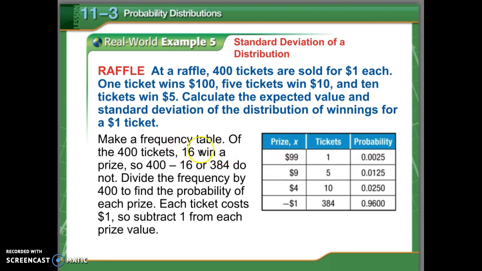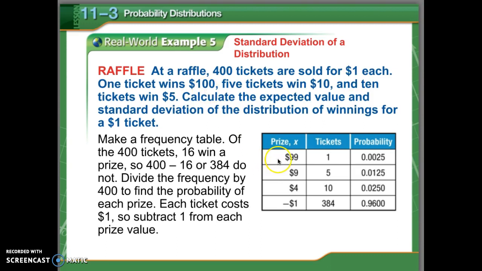So, of 400 tickets, 16 win a prize. So we can see that here. 1 ticket wins 100, 5 tickets win 10, 10 tickets win 5. So we have 1 plus 5 plus 10. There's 16 tickets that win a prize, which means that there's 384 tickets that don't win a prize. So if I buy a ticket for $1 and I happen to be the person that wins the $100 ticket, then I've made $99 essentially, because I paid $1 and I won 100.